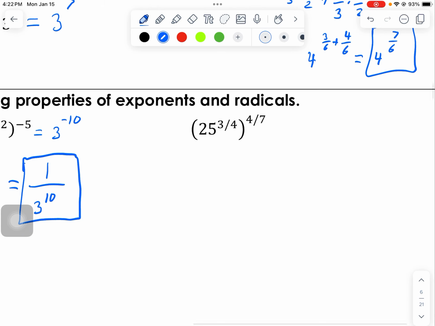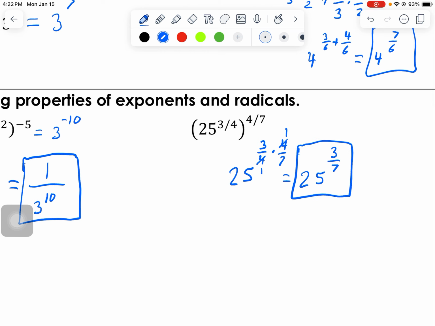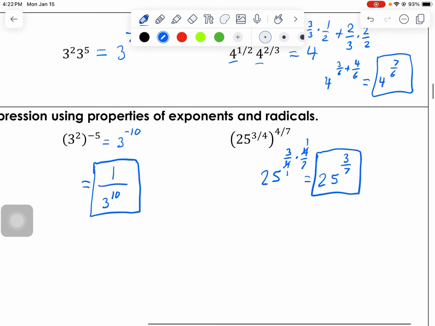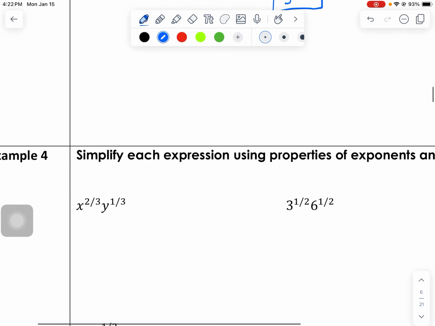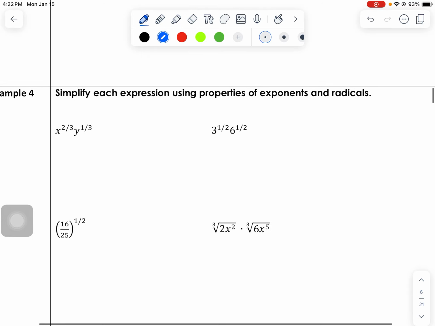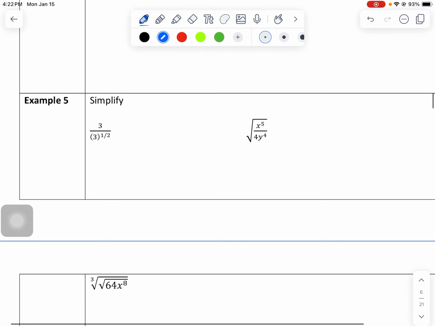And then here we have two fractional exponents. So we need to make sure to multiply those. So it's 3/4 times 4/7. These 4s will reduce, and our final answer would be 25 to the 3/7 power. If you forgot to reduce that at the beginning, you could simplify it at the end. But 3/7 is the simplified version. Okay, now it's just a little bit more mixed practice with some of these.